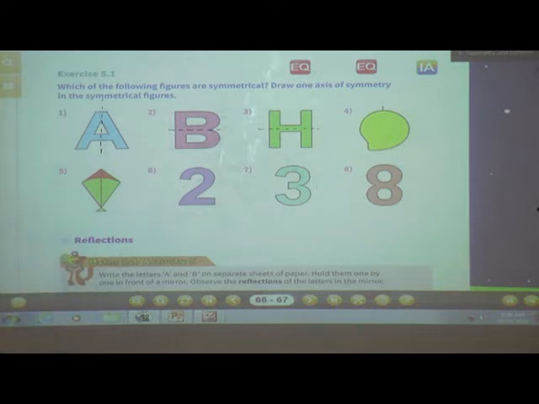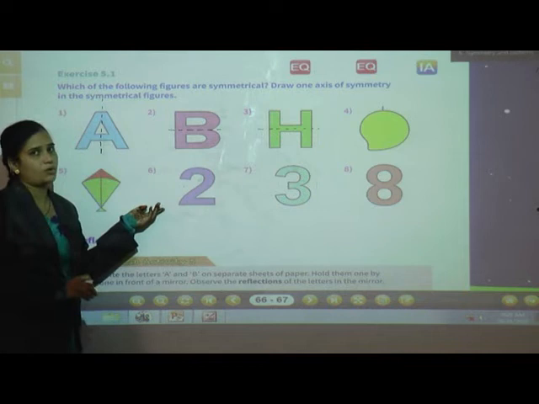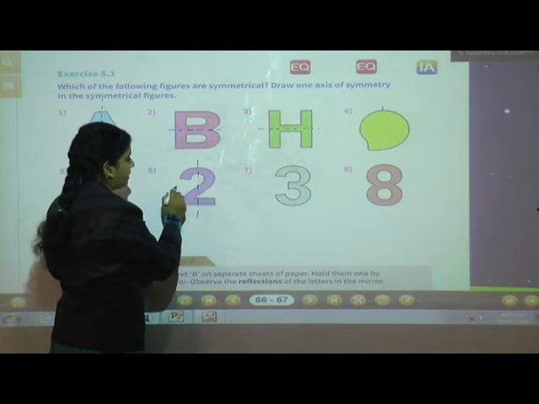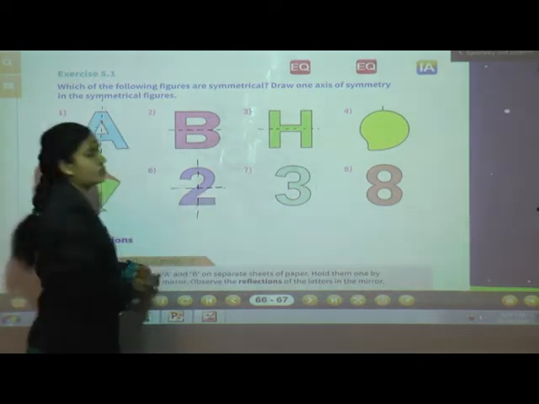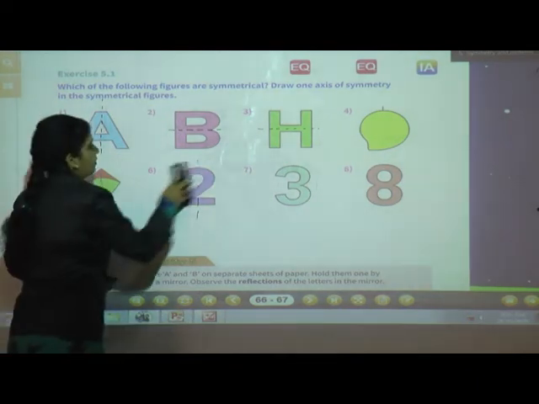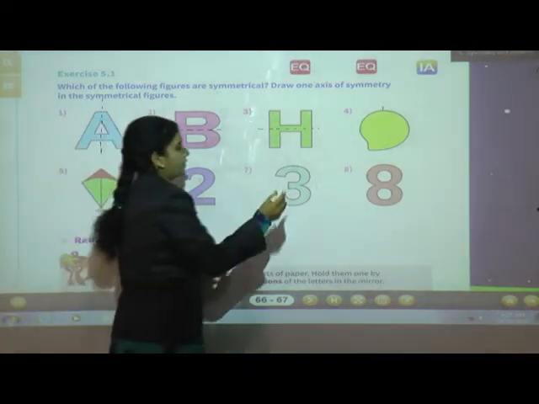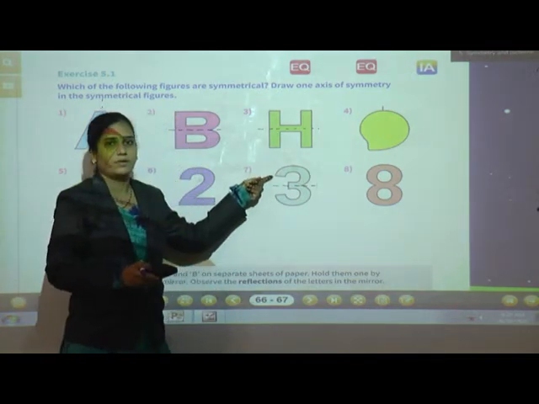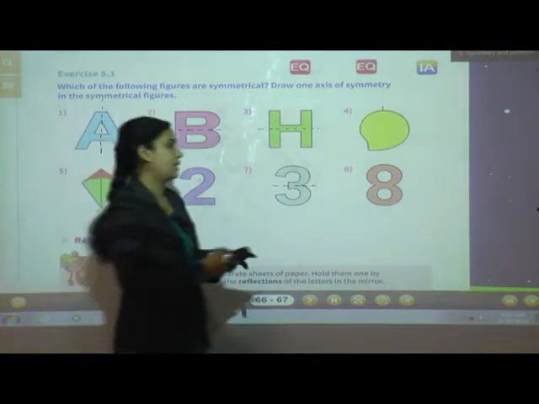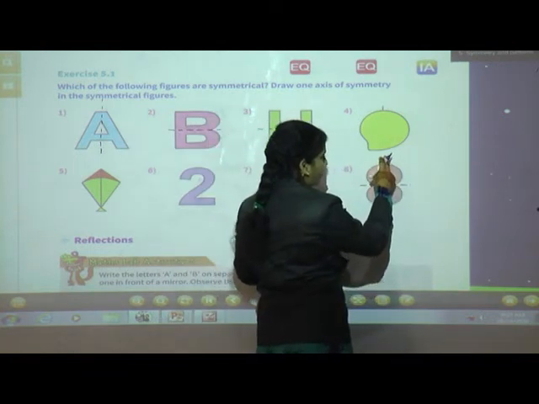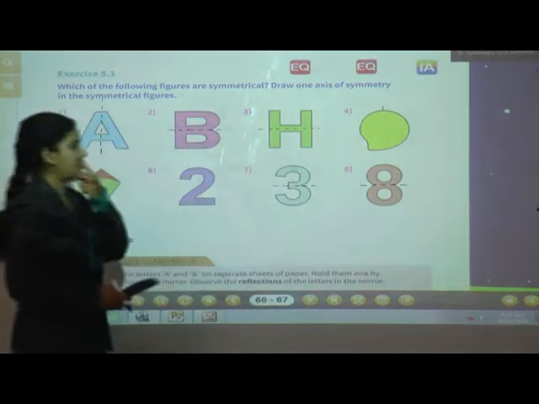And now the sixth one. Students, is this figure symmetrical? No, because this vertical line does not divide it into two equal parts, and this horizontal line also does not divide the figure into two equal parts. So now the third one, this horizontal line of symmetry divides the 3 into two halves, and even the 8 also. Yes students, this horizontal line and even the vertical line also divide it into two halves.